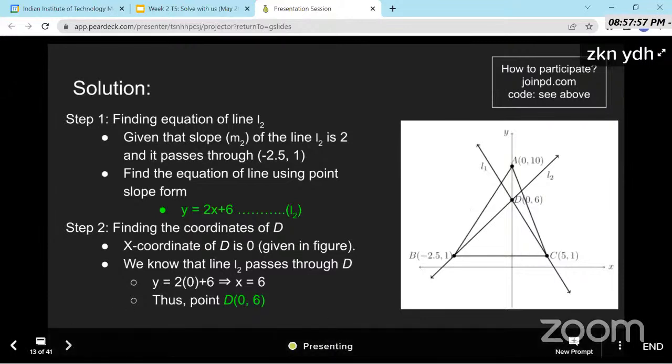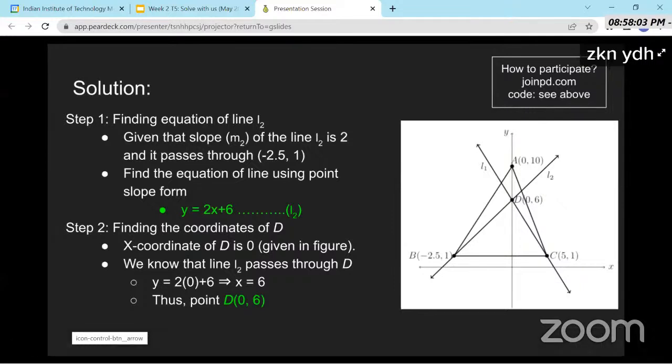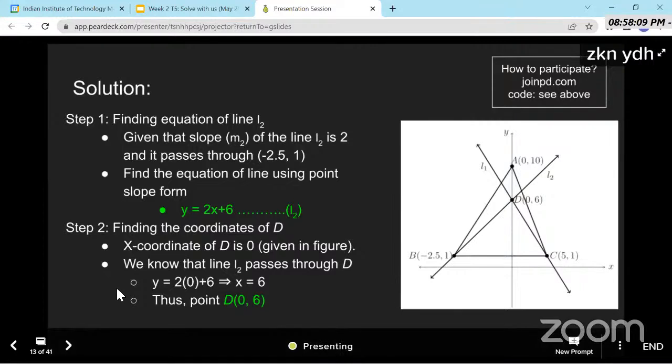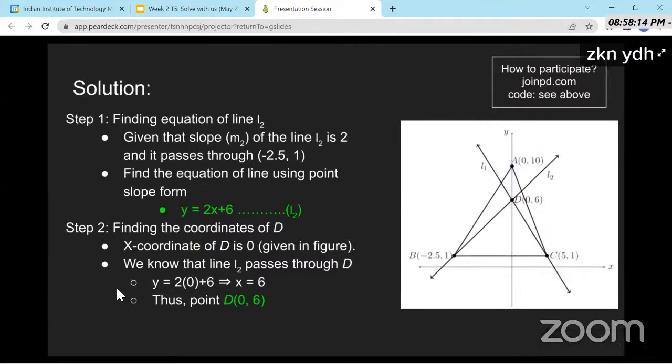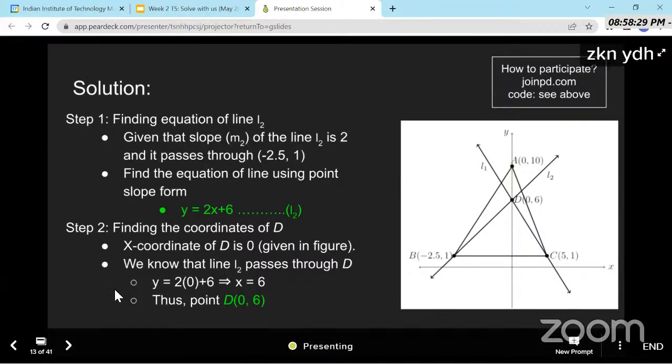Clear? Sir, how did we get the line L2? Okay, I'll just tell it because it's not a very big thing. You see this L2, the slope was already given. And L2 passes through what? Does it pass through B? Yes, B. So you know the slope and you know the point. Which formula will you apply to get the equation of line L2?